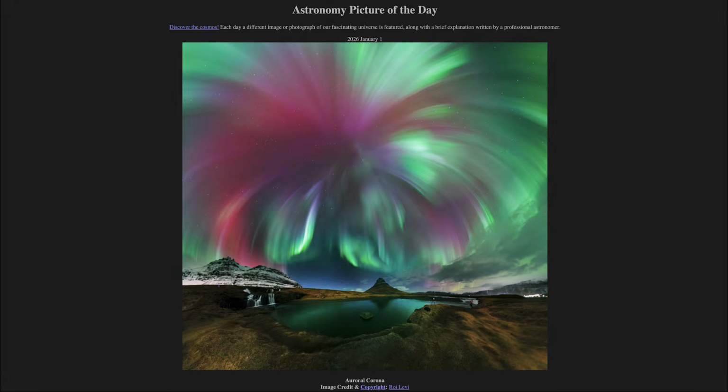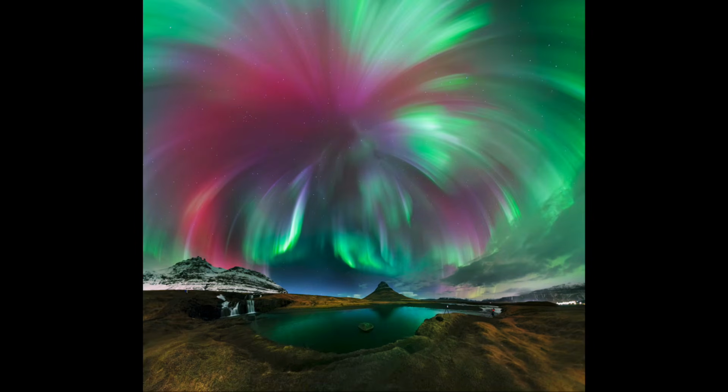Today's picture is titled Auroral Corona. So, what do we see here? Well, here we see an image of the aurora that was taken last year in March of 2025. And this is an example of an auroral display caused by a solar storm.